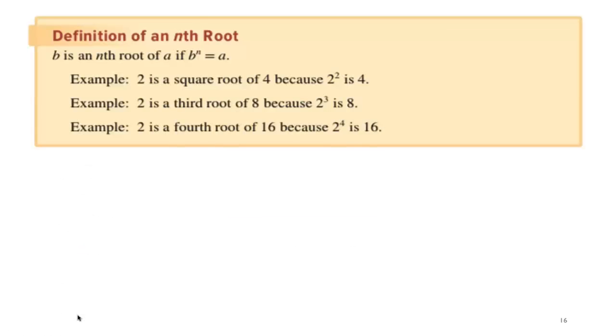Okay, what's the definition of an nth root? So now that we know what a square root is, what is an nth root? Well, b is an nth root of a if b to the n is a. So for example, 2 is the square root of 4 because 2 squared is 4. 2 is the third root of 8 because 2 to the third power, or 2 cubed, is 8. 2 is the fourth root of 16 because 2 to the fourth power is 16.